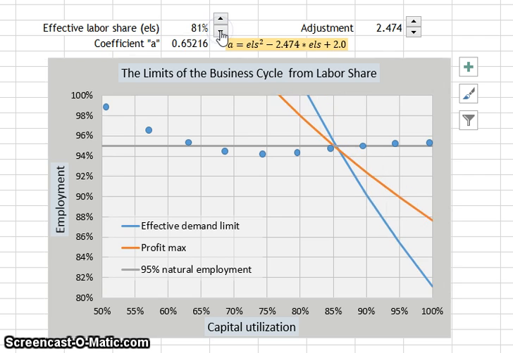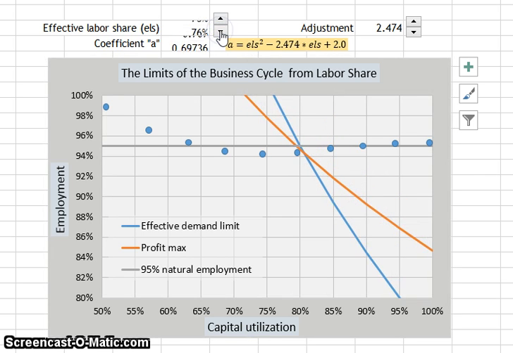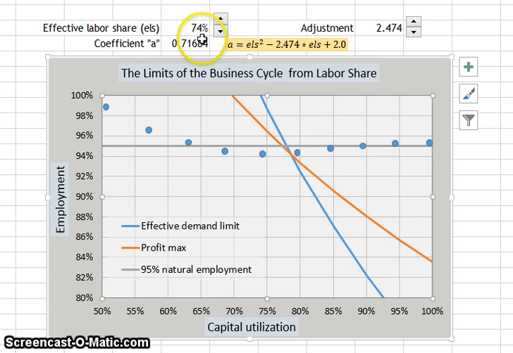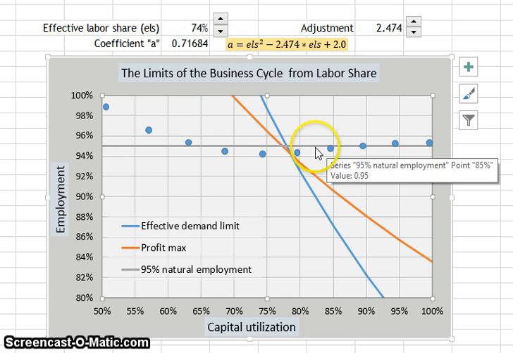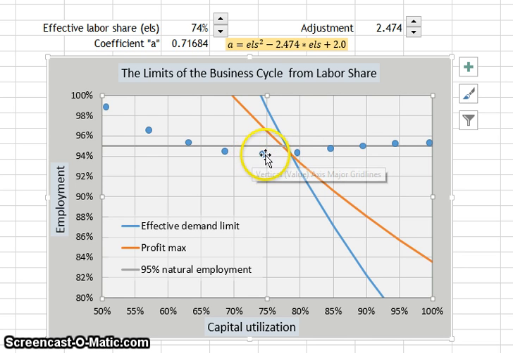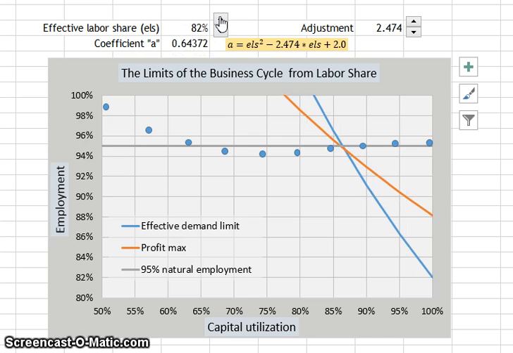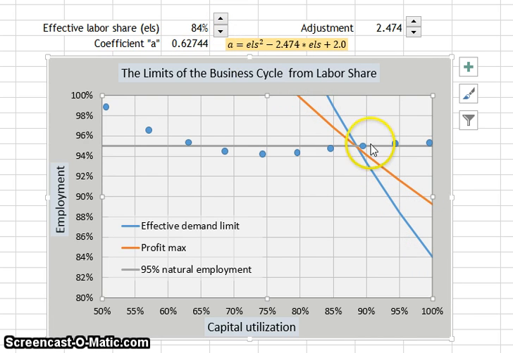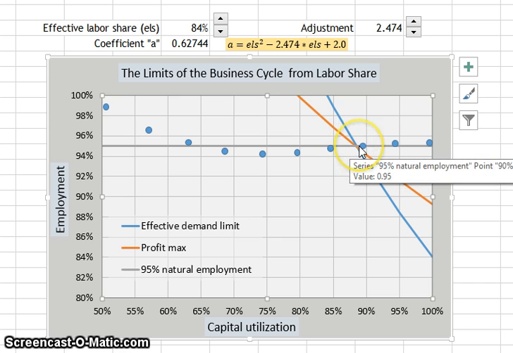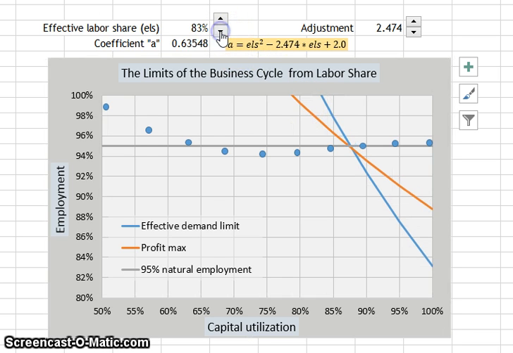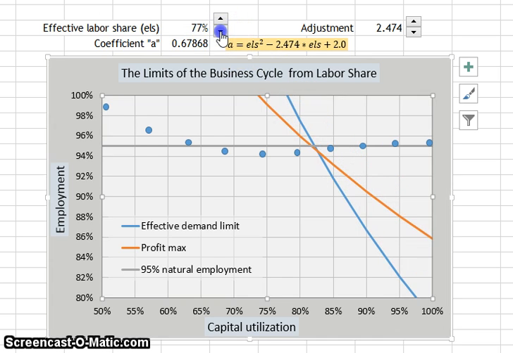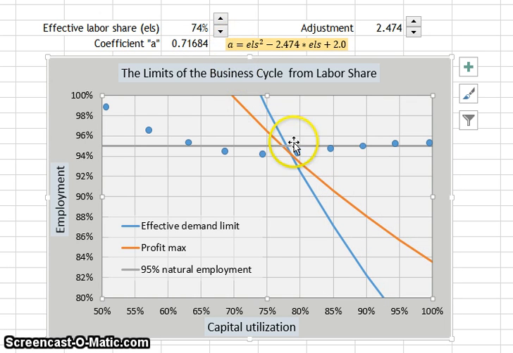Now let's go to what the United States is right now. The United States has an effective labor share around 74%. So we've actually moved into this range where the natural rate of unemployment is higher. We used to be, as a country, with an effective labor share of 84%. We used to be into this area where it was stabilized, where the natural unemployment rate was stabilized around 5%. And then through time, we've paid labor less and less and less, and this has actually increased the natural rate of unemployment.